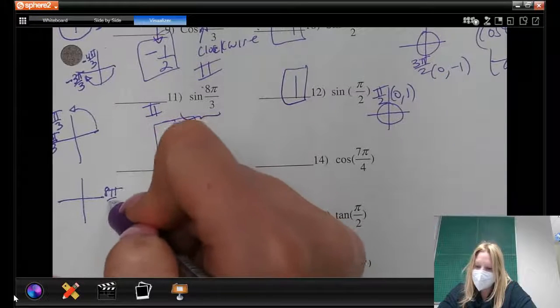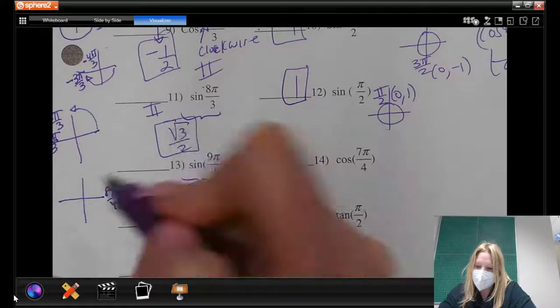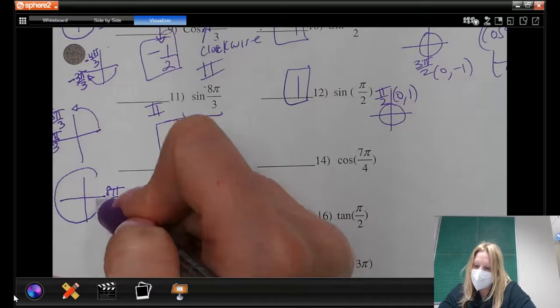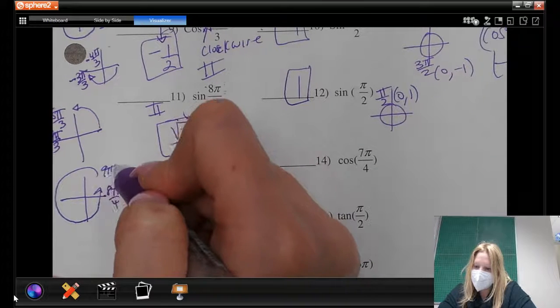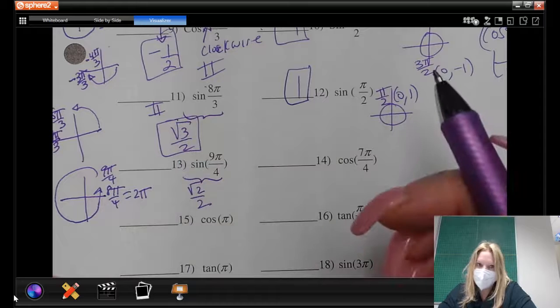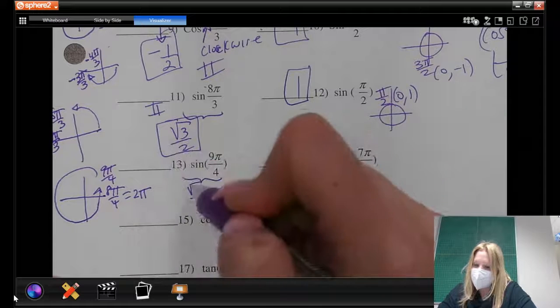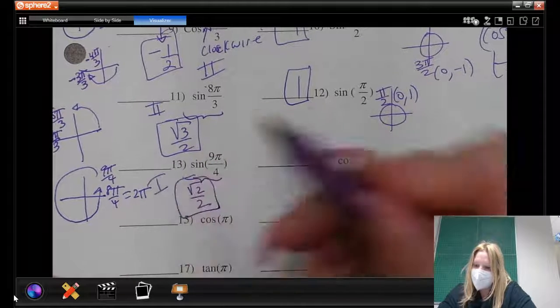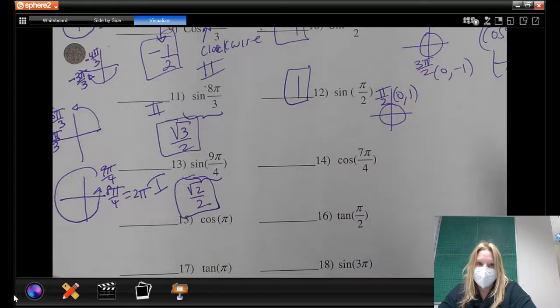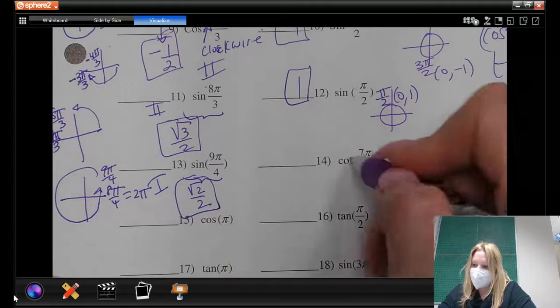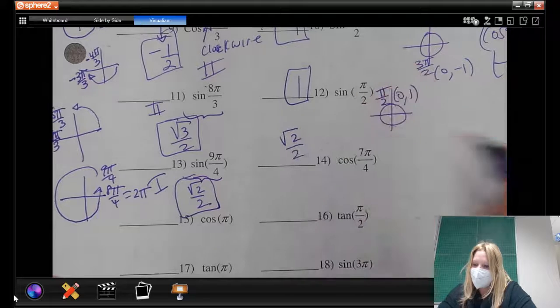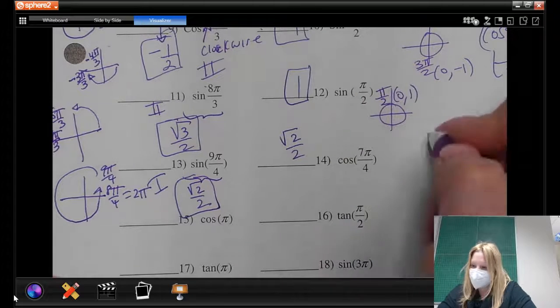8 pi over 4 is here at 2 pi. So if you're going counterclockwise, 9 pi over 4 ends up here, beyond 8 pi over 4. So that's quadrant 1, which means everything's positive in quadrant 1. Cos of 9 pi over 4 is radical 2 over 2.